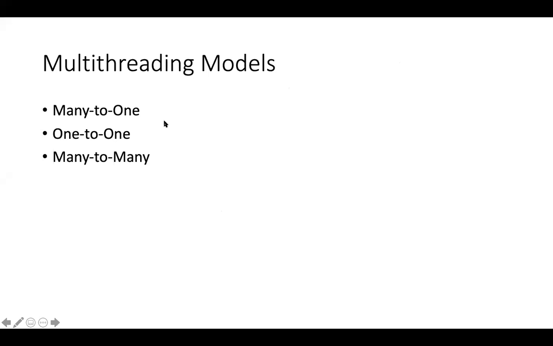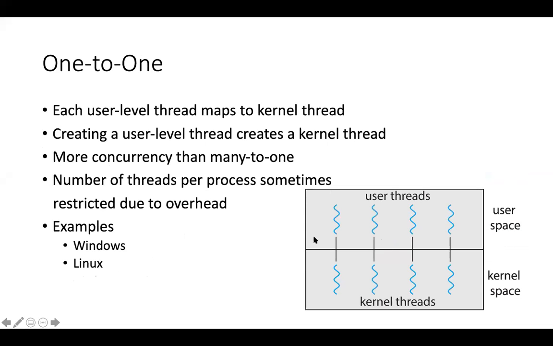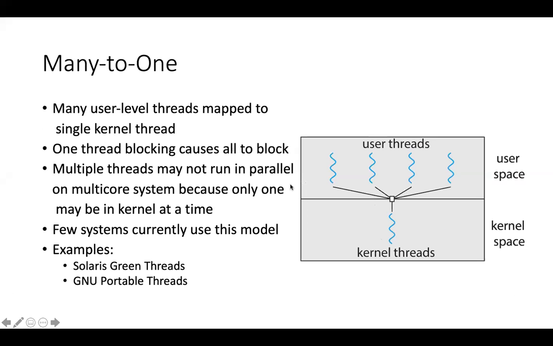Next, let's look at the multi-threading models, and we have generally three: many-to-one, one-to-one, and many-to-many. In the many-to-one model, we have many user level threads mapped onto a single kernel thread, just like you see in the diagram. And so one thread blocking causes all to block. If one thread gets blocked, then the others won't go through, because they are all leading to a single kernel thread. That means if one is blocked, the others can't go through to be processed in the kernel.